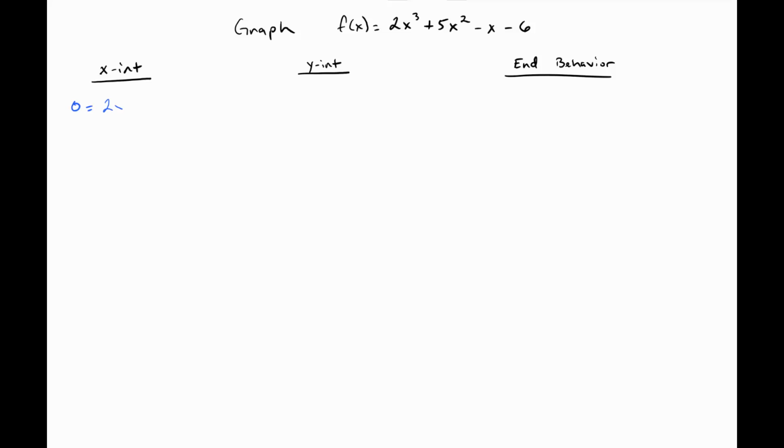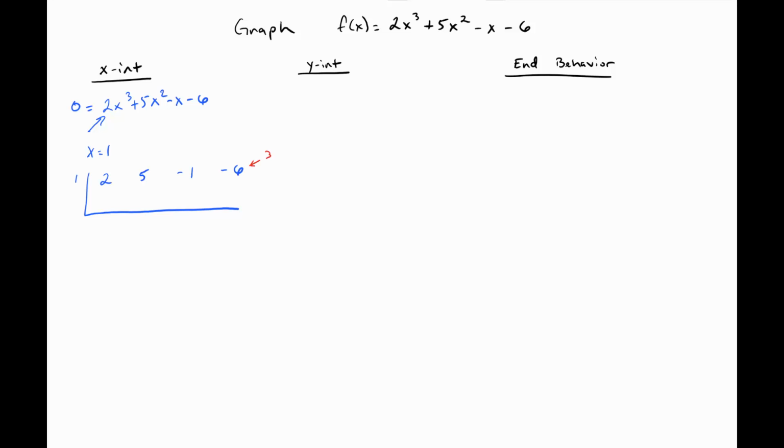So we're going to set f of x equal to 0. And this is a part where I'm not actually going to show this, but I would then graph this and find that it looks as though x equals 1 is one of our zeros. So I'm going to confirm that using synthetic division.